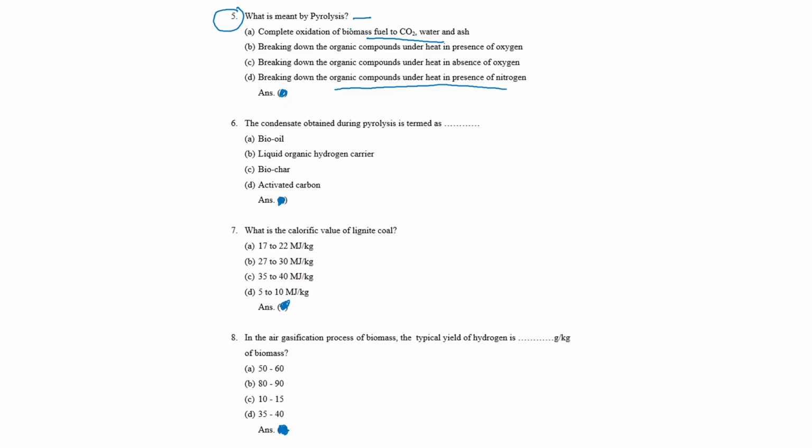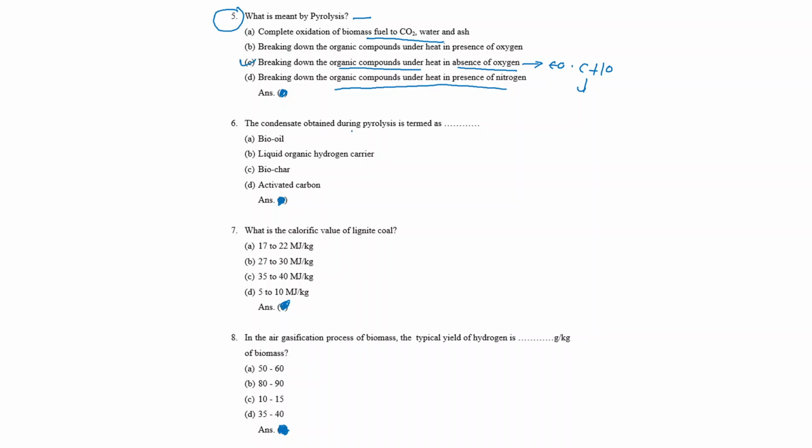What is meant by pyrolysis? Pyrolysis means absence of oxygen, and breaking down the organic compound. It is only the breaking down of the organic compound. It will break and produce high volatile matter. So answer C is correct.